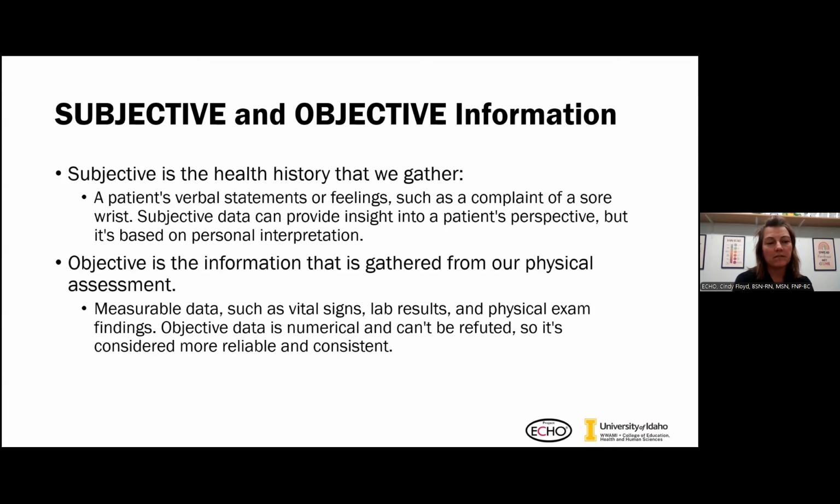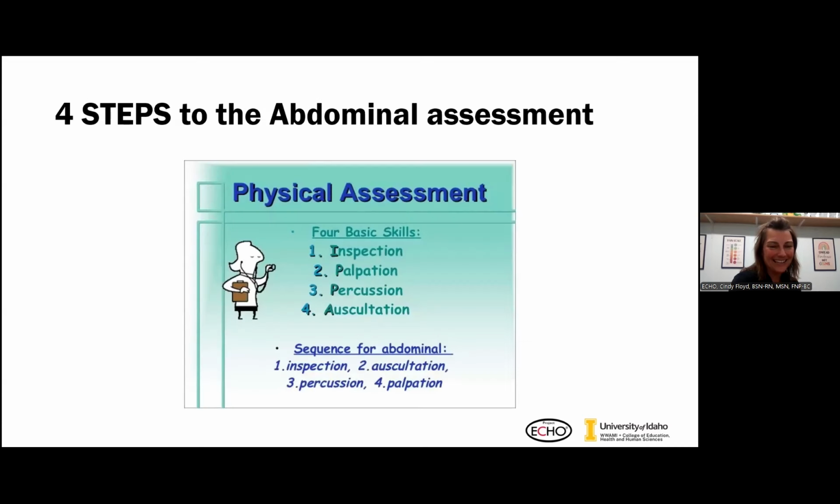And then doing the objective, measuring the data, the vital signs. In here, we put lab results and physical exam findings. But knowing, does what they're telling you really match what you're seeing, and being able to decipher between the two. And then as we move forward, I can change the slide. Doing your abdominal assessment is super important. So knowing the 4 basic skills that we need to do, and then what sequence we do them in.